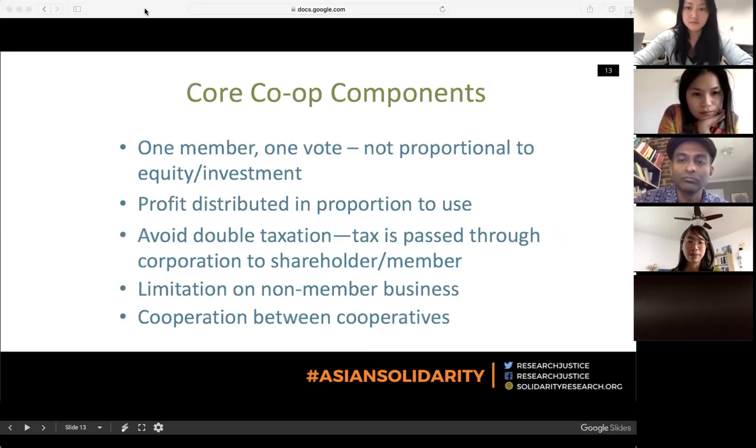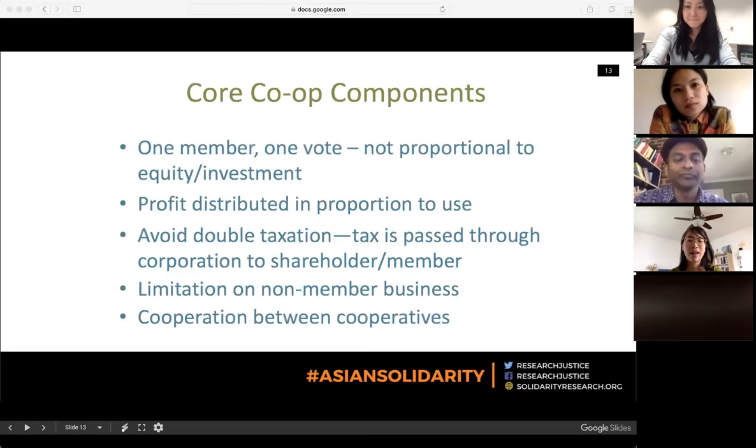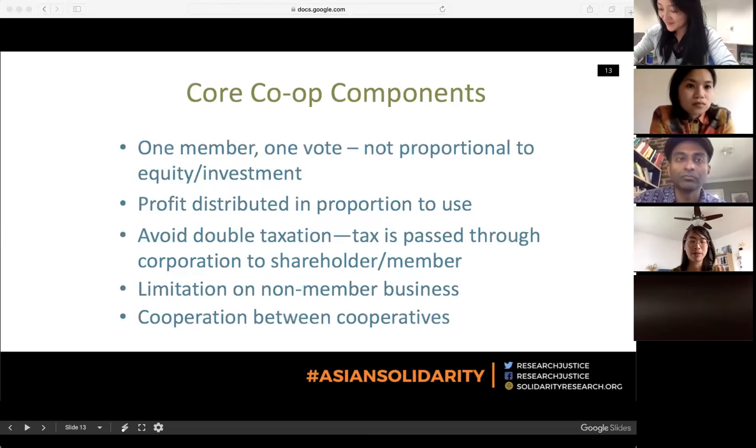Profits are distributed in proportion to use. This is really key to consider because I get a lot of questions about people saying, well, what if someone is slacking off? Are they getting the same amount of profits as everybody else? Like, how do you account for free riders? And it's just important to consider that in a co-op, people are going to be compensated, in the case of a worker co-op, through their wages. But if someone's part-time and someone else is full-time, the profit distribution will be according to how much effort they put in.